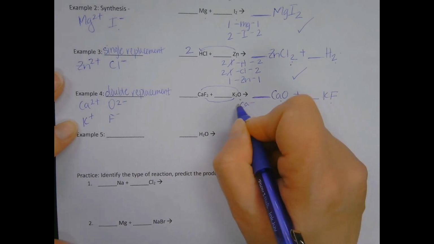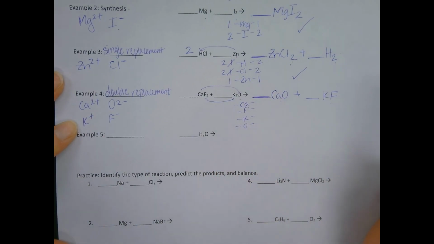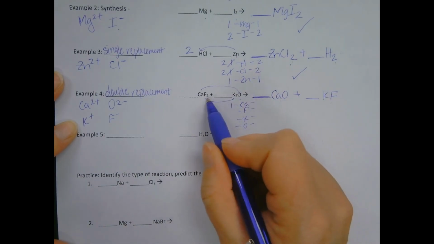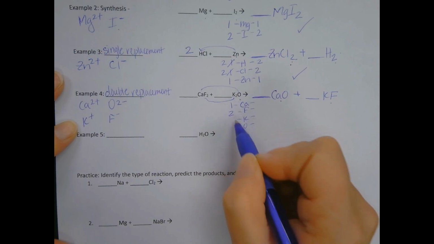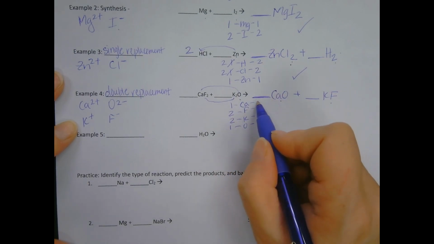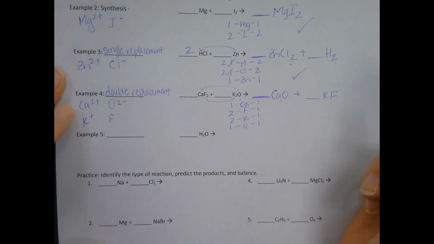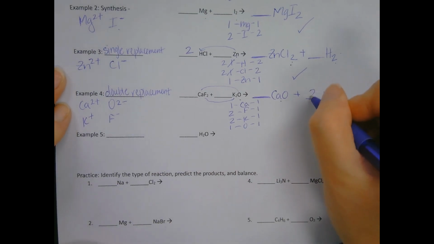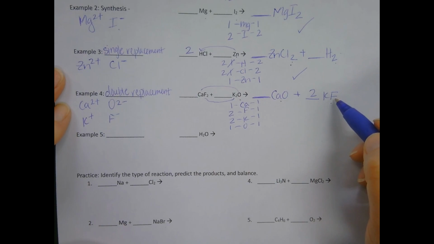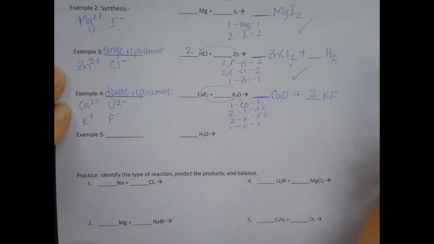Under the arrow, Ca, F, K, O. I have 1 calcium on the left, 2 fluorines on the left, 2 potassiums, and 1 oxygen. And then on the right, I have 1 calcium, 1 oxygen, 1 potassium, and 1 fluorine. Just like the last one, this is a pretty quick fix with just 1 coefficient of 2 in front of the KF on the right, because that will give us 2 potassiums and 2 fluorines. And now we're all balanced.